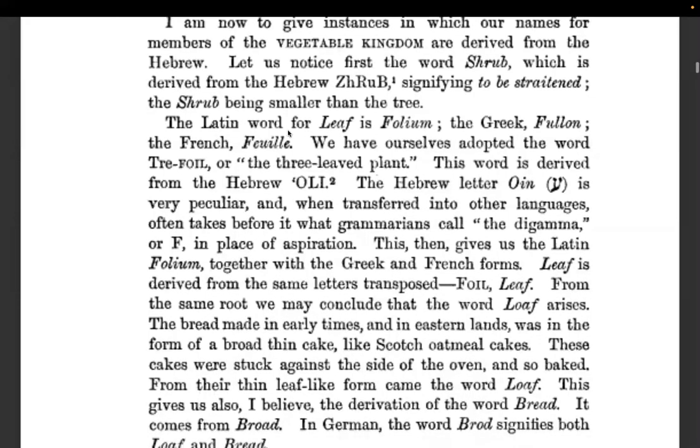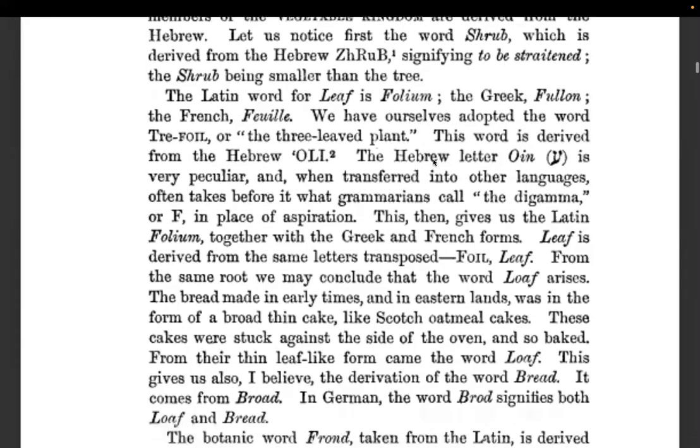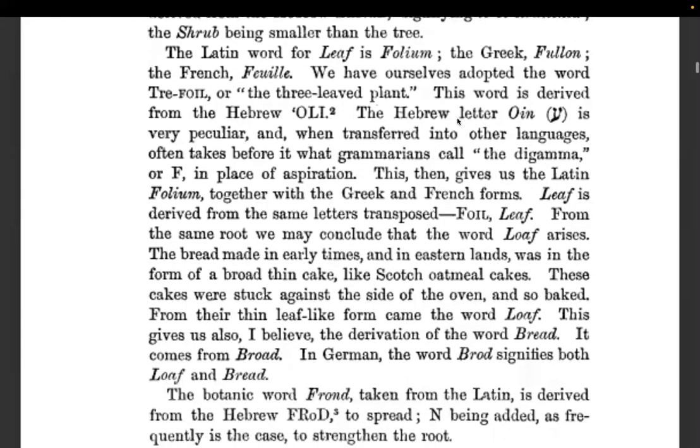The Latin word for leaf is folium, the Greek follin, the French follet. We have ourselves adopted the word trefoil, or the three-leaved plant. This word is derived from the Hebrew oli, ayin lamed yod.